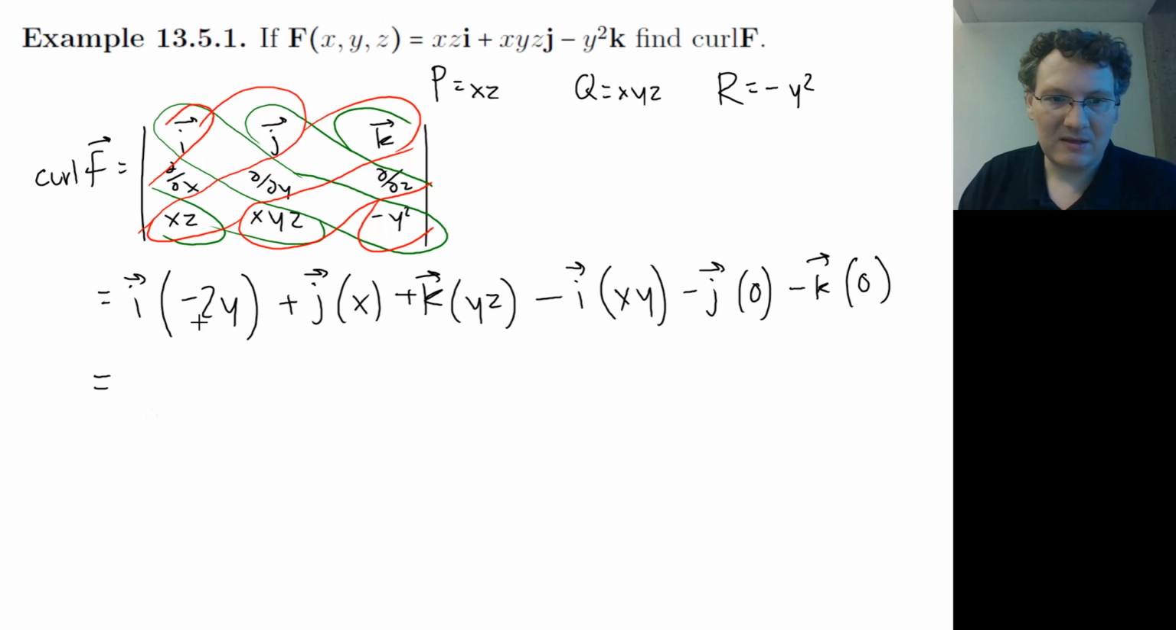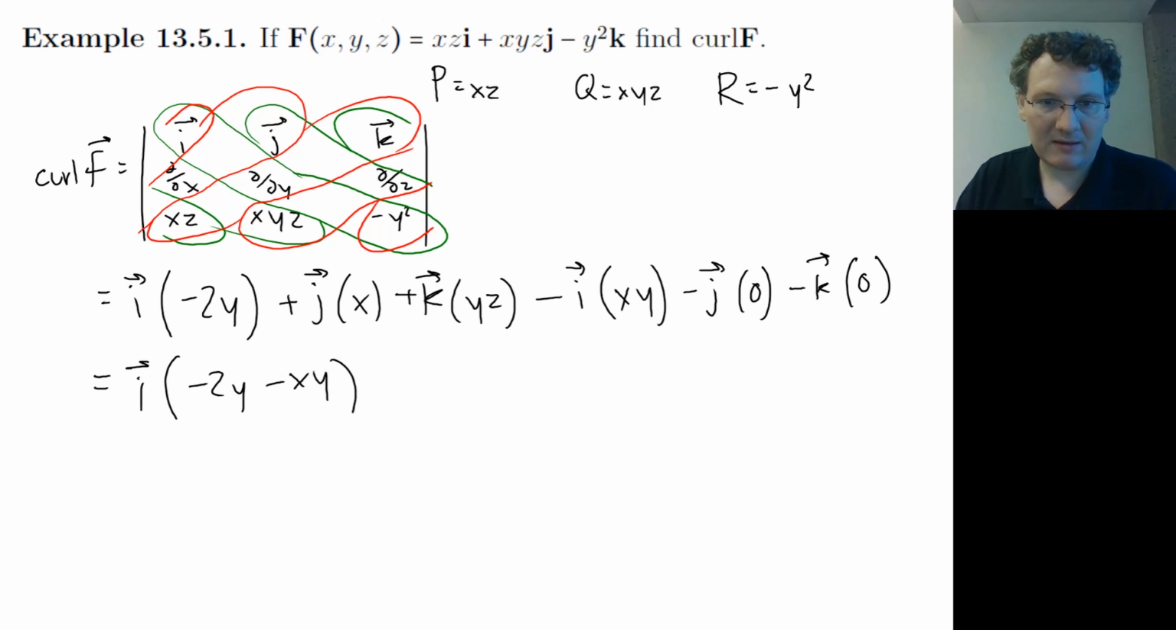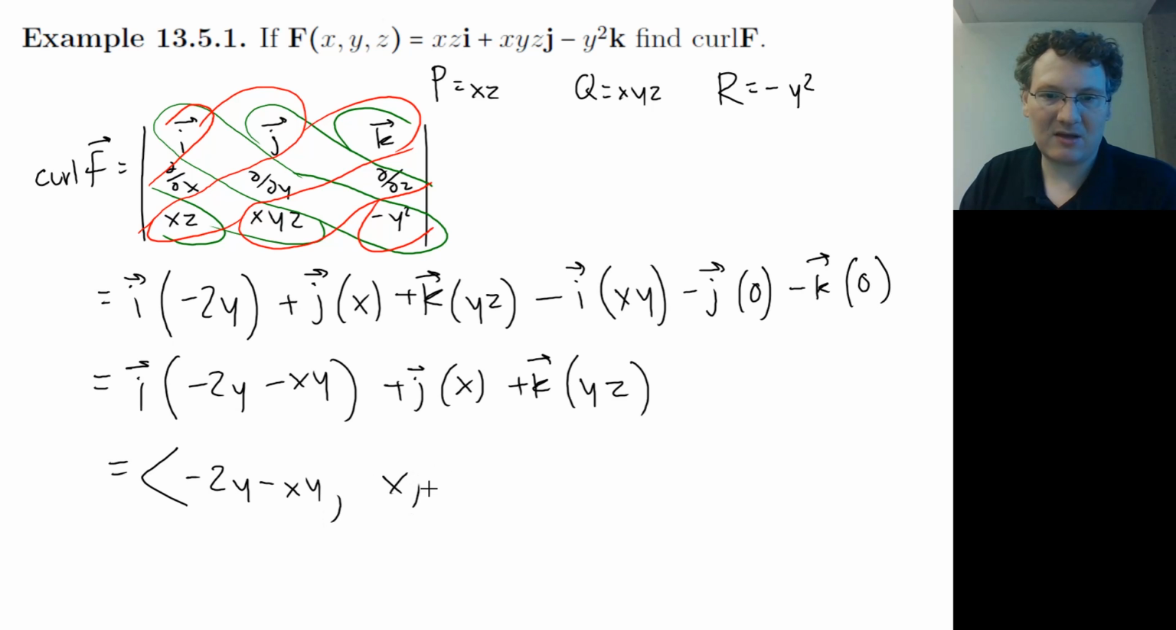So this is going to be the i vector times negative 2y minus xy, plus the j vector times x, plus the k vector times yz, which I personally like so much more in this form: negative 2y minus xy, comma, x, comma, yz. So you can see we have a vector field here. The curl is a vector field, and at any point in the vector field f, you can evaluate the curl and it will give you a vector. So what is that vector?